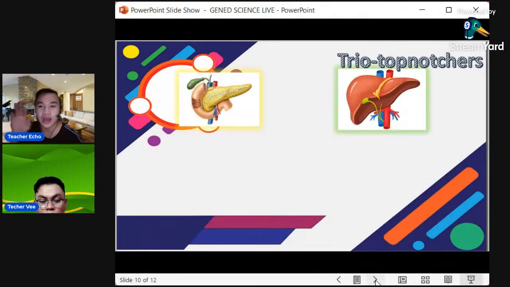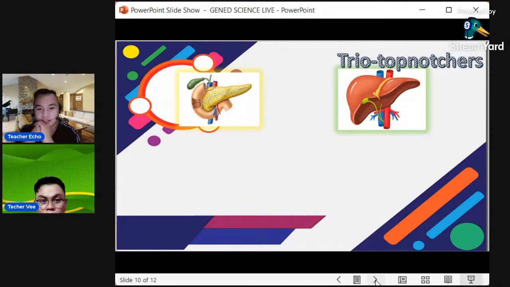Okay, so look at that one. Saan si pancreas dyan? Is it the yellow one or the brown one? Okay, comment. Saan si pancreas? Hmm, yellow one or the brown one or the red one? Saan dyan si pancreas?